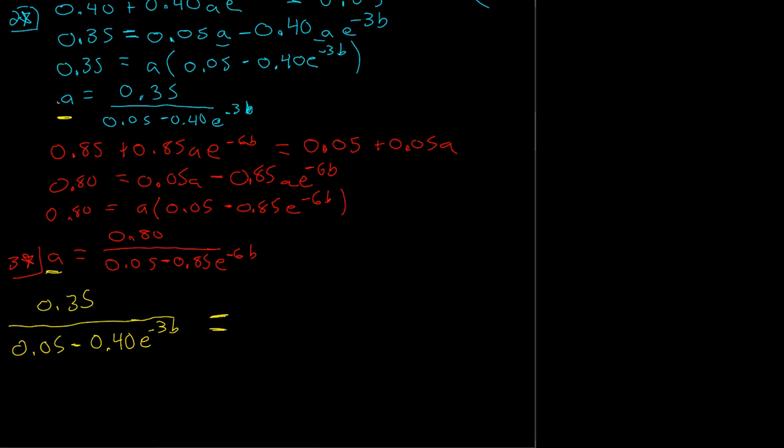So wherever I see A, I can replace it by this. So I'm replacing it into here. 0.80 divided by 0.05 minus 0.85 e to the negative 6b. Look what I've done though. I started with an equation that had 3 things I didn't know. A, B, and C. Now, I have something that only has B in it. It's the only variable I have. So I'm going to solve for B.